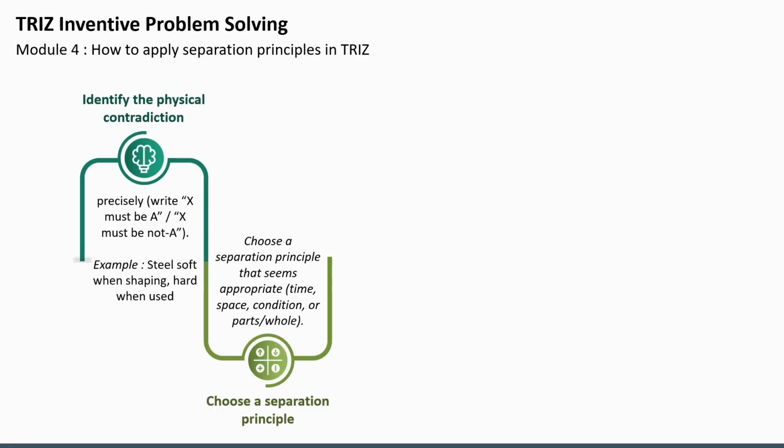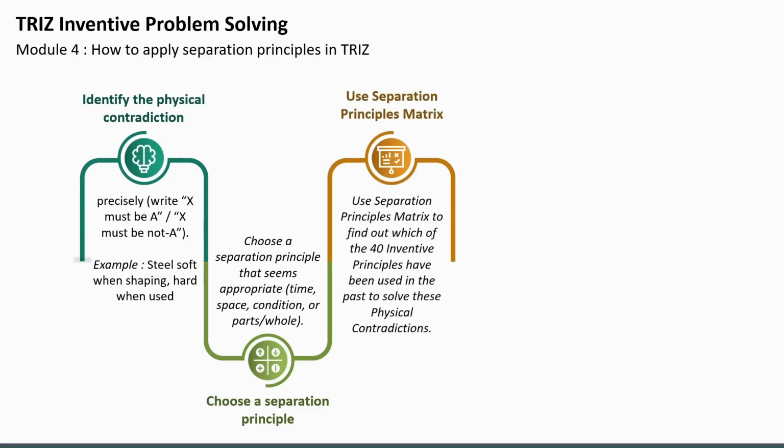We have already seen the four separation principles: separation by time, separation by space, separation by condition, and separation by parts and whole. So once you know your separation principle, there is a standard separation principle versus 40 TRIS inventive solutions matrix available. We can use the 40 TRIS inventive principles matrix, which is designed to handle each of these separation techniques.